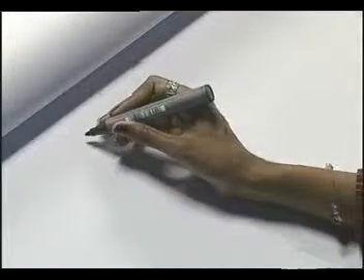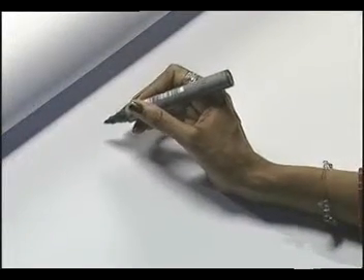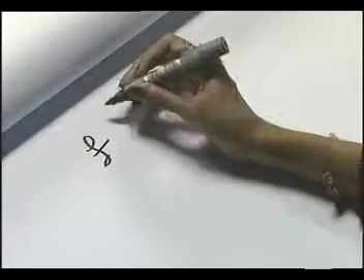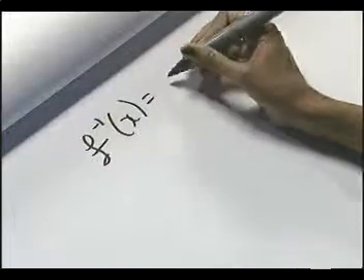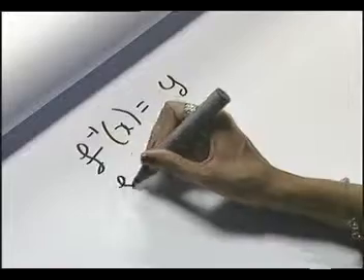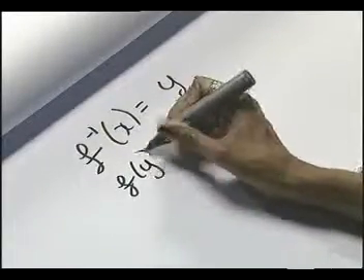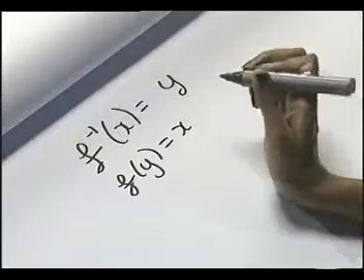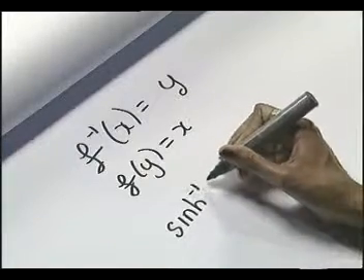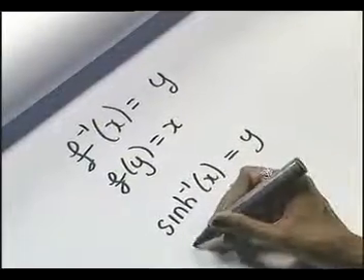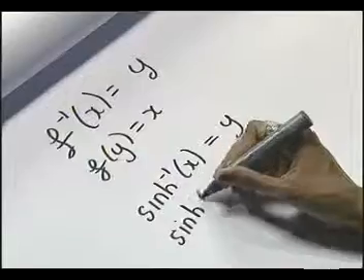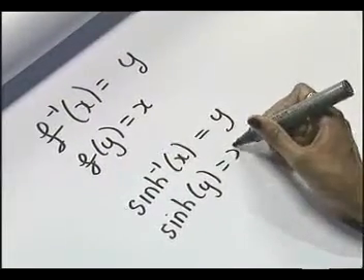If you remember that if we have a function f, the inverse function, f minus 1 of x, gives you this thing y, where f of y was equal to x. And the same way, sinh with a minus 1 there, of x gives you y, where sinh of y was equal to x.